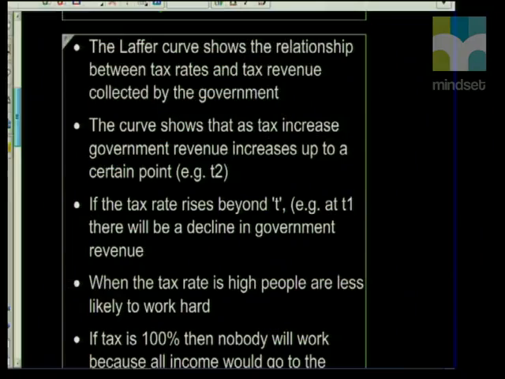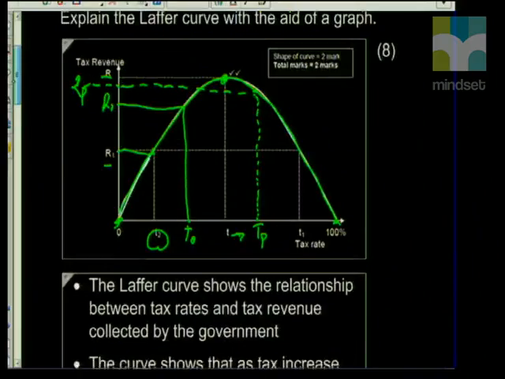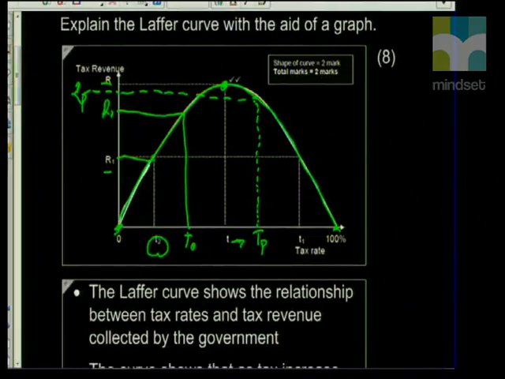Sorry, maybe we need to also check if there is anything that we're missing out on this question. Yes, indeed, we nearly just did that. It says, the Laffer curve shows the relationship between tax rate and tax revenue collected by the government. 2, the curve shows that as tax increases, government revenue increases up to a certain point, like we have seen in the diagram, to e.g. T2. There is T2 there.